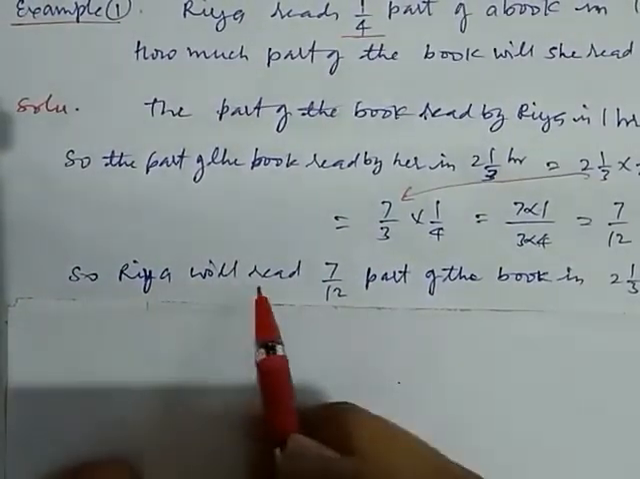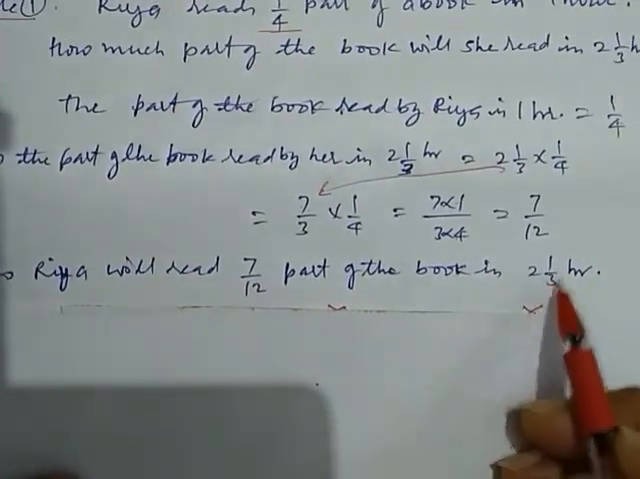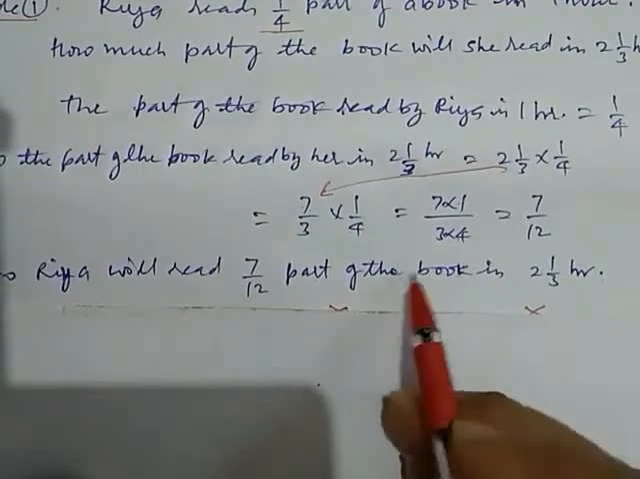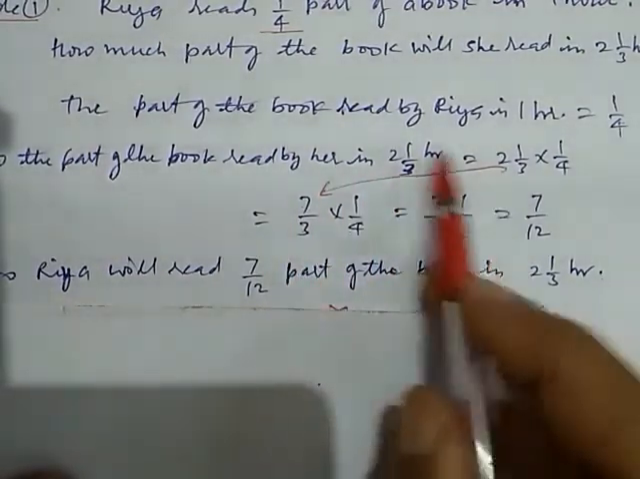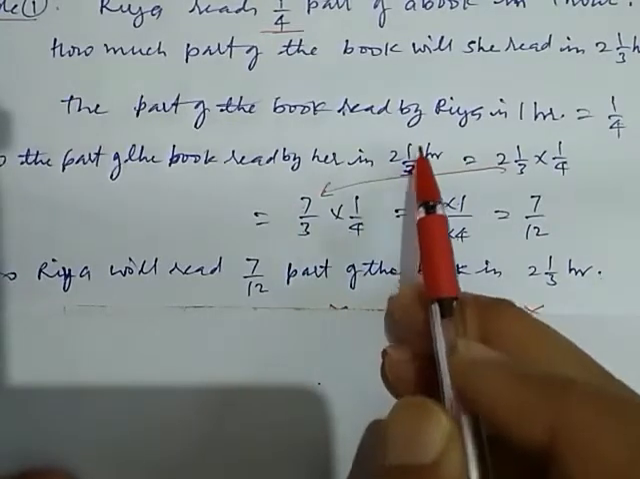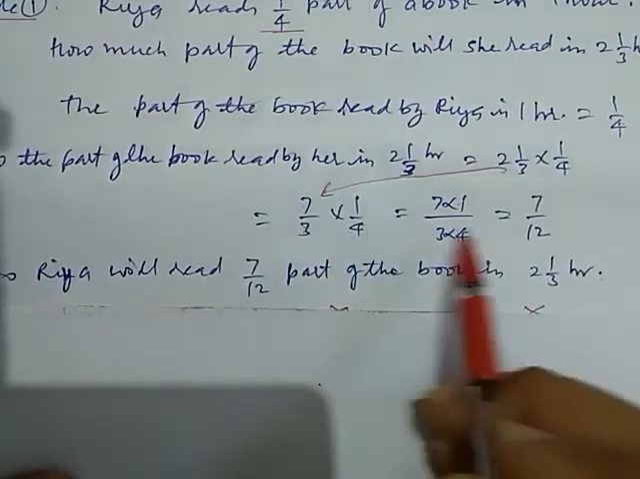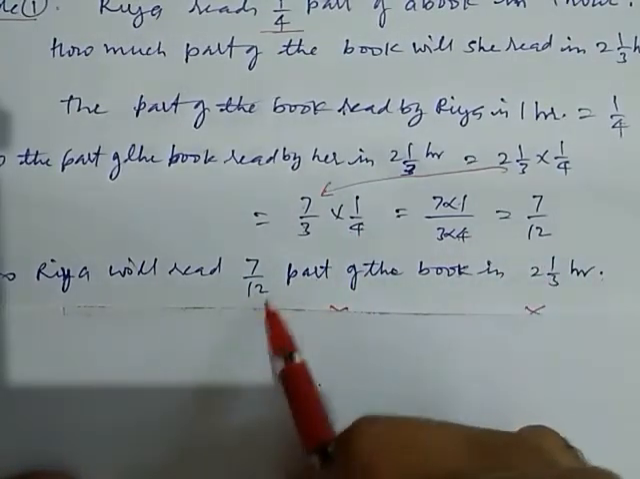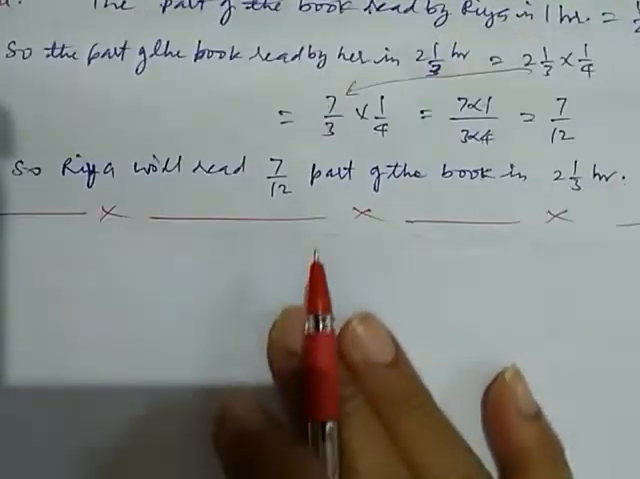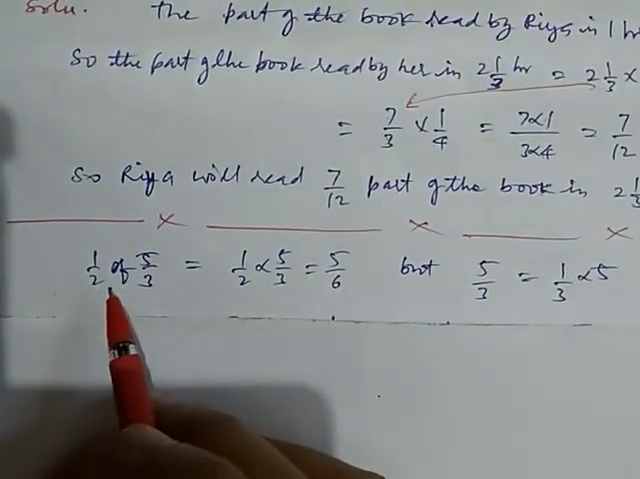So Ria will read 7 by 12 part of the book in 2 and 1 by 3 hours. This is our solution. So how do we make this? We just convert this mixed fraction into the improper fraction and just multiply. Okay. So we receive the value 7 by 12. Okay. Now we understand something more.